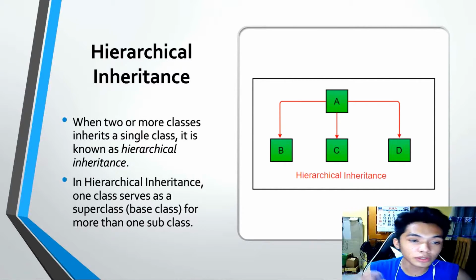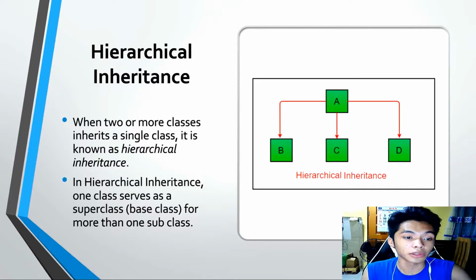When two or more classes inherit a single class, it is known as hierarchical inheritance. In hierarchical inheritance, one class serves as a superclass or base class for one or more subclasses.